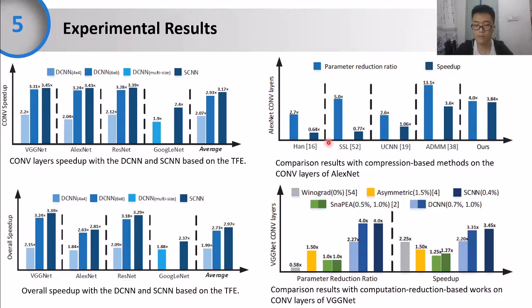And we also compared with the other related works. First, we compared with the compression-based methods. We can see that a higher parameter reduction can be achieved in this method. However, not that high a speedup can be achieved because of irregular computation. And when compared with the computation reduction-based works, we not only can reduce more parameters, but also can achieve a higher speedup than these methods.